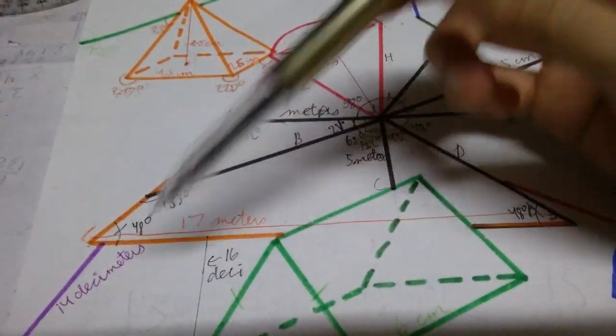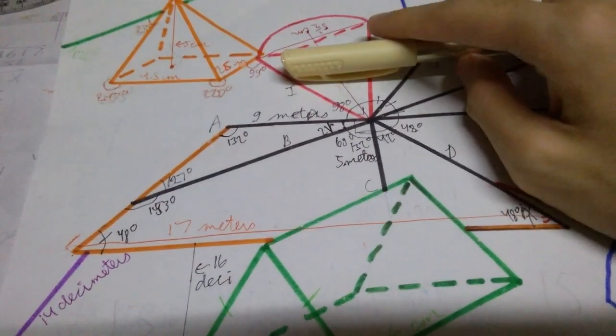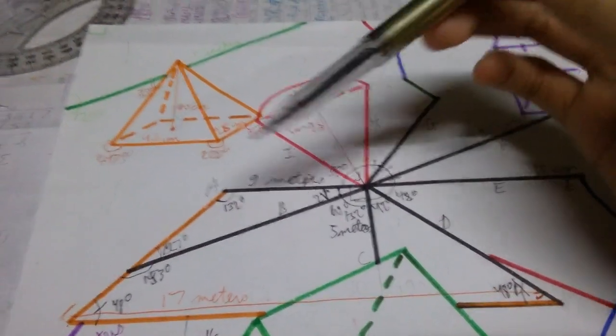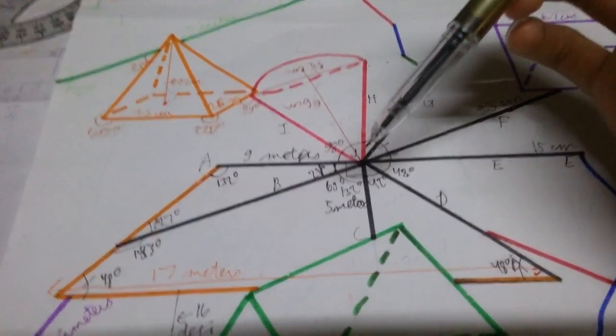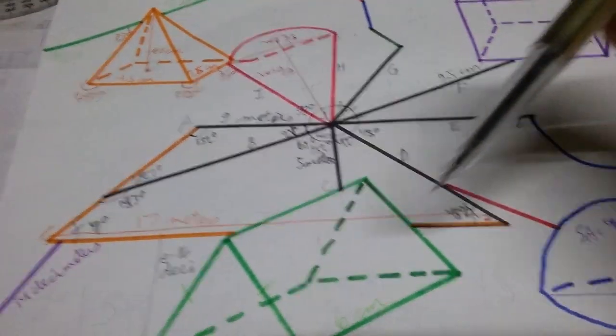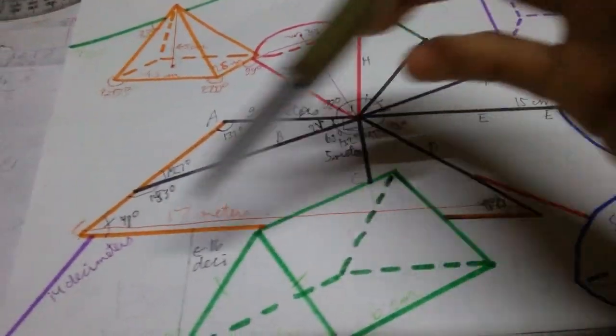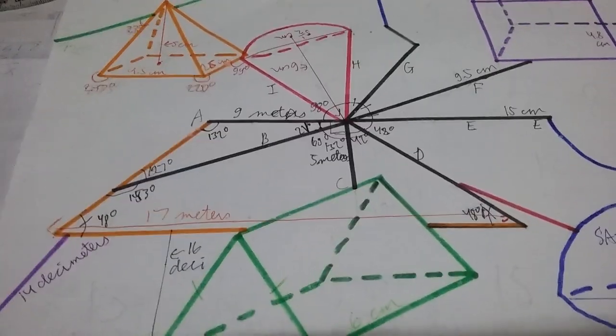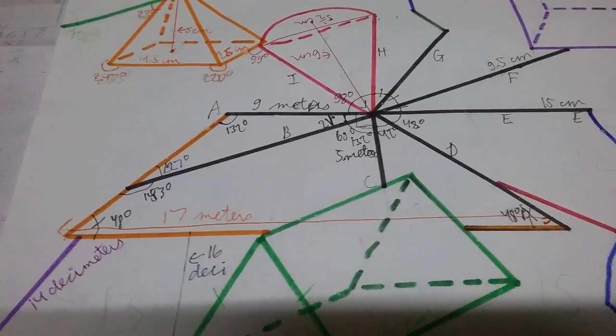However, we do not know the measure of these two, but we have a clue. This side of the trapezoid measures 9 meters, and the entire width of this trapezoid, this base, is 17 meters. Now, we need to subtract 9 from it, so that we should have something like this.